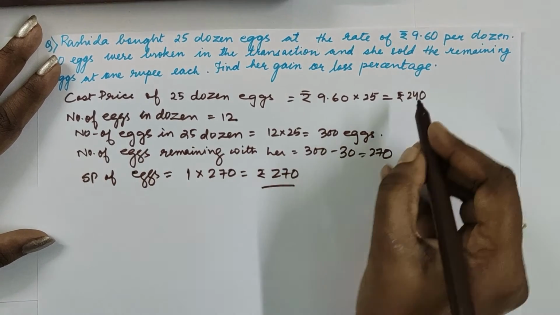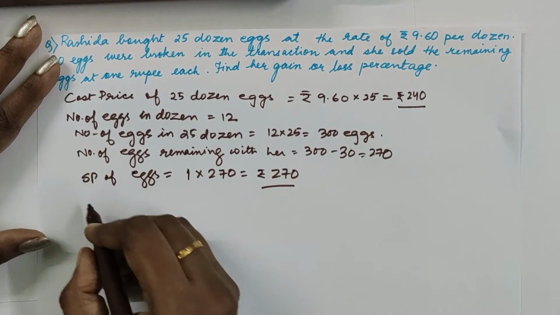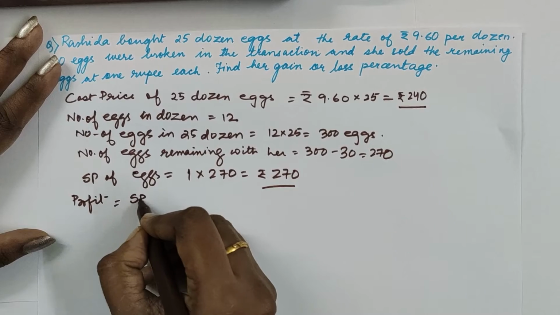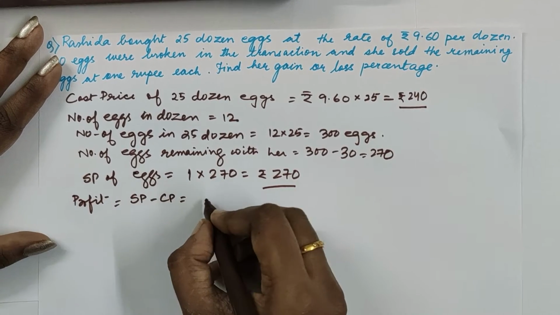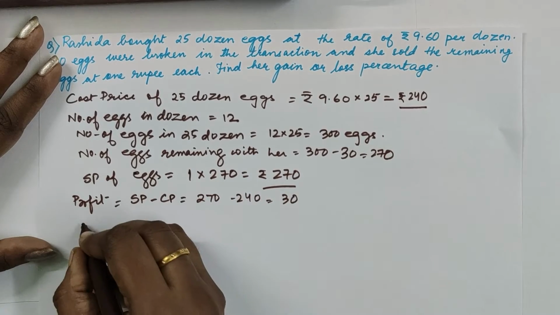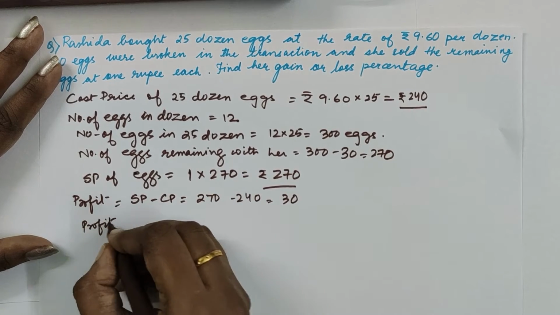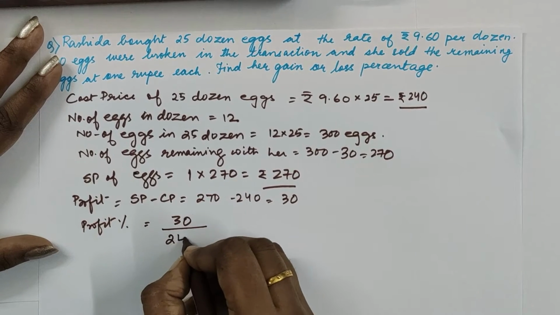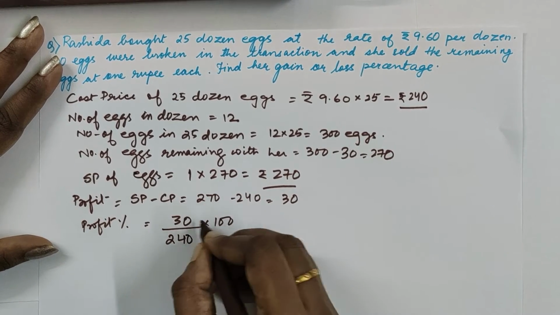So if you now compare the cost price and the selling price, you can very well see that she has made a profit because the SP is more than the CP. So profit is equal to 270 minus 240, that is 30 rupees. So what's the profit percent or the gain percent? It is 30 by 240 into 100.